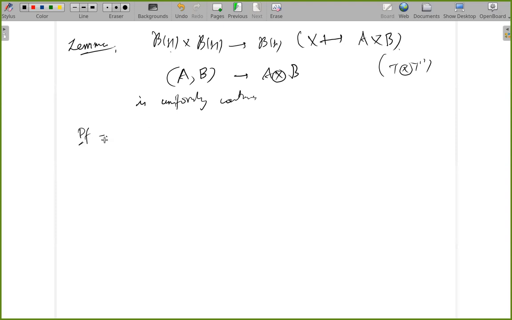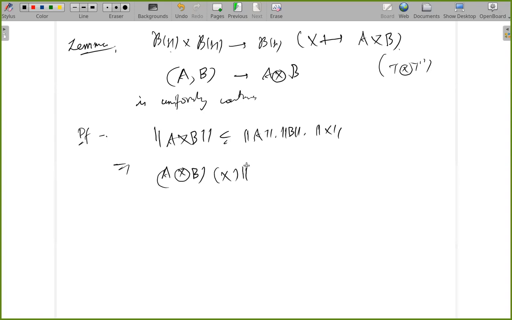The proof is straightforward. All you have to do is notice that norm of AXB is less than or equal to norm A times norm B times norm of X. So in other words, you have A tensor B acting on X is less than or equal to this thing. So it just tells you that the norm bound of A tensor B is norm A times norm B. It could be smaller, but for now we are happy with having proved that it is a continuous map. Because we are going to do a lot of approximations, so just having this in the back of our mind is good.